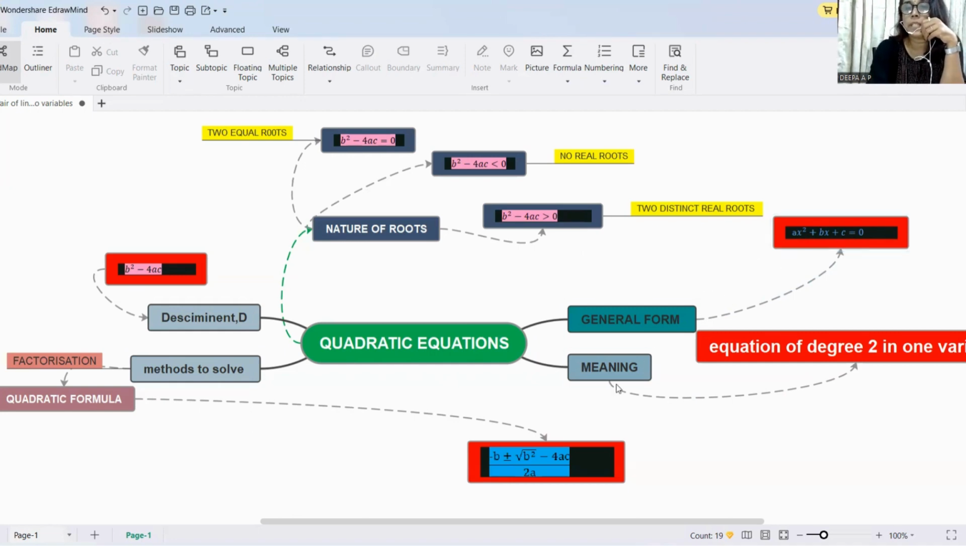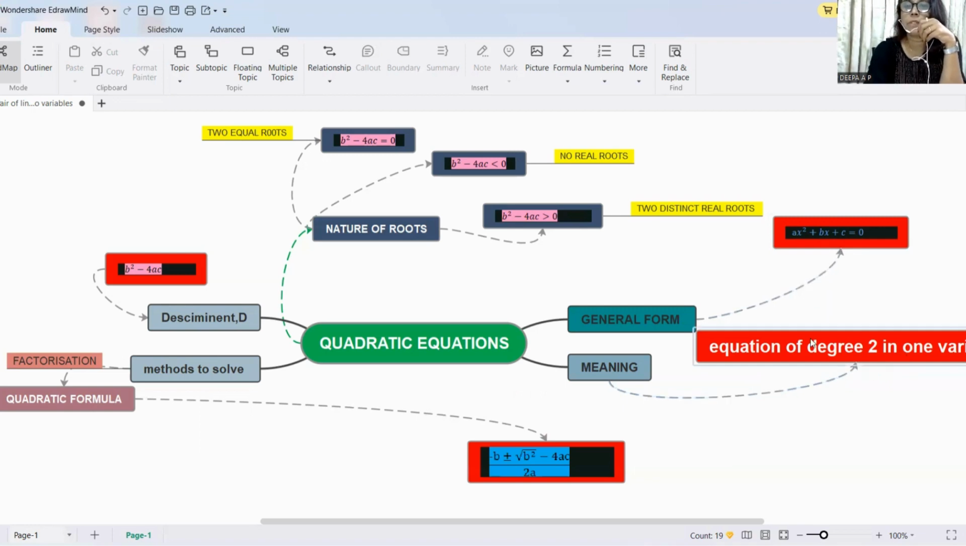Okay, what is the meaning? Meaning, you can see here, that is equation of degree 2 in one variable. Only one variable you can see. There are not two variables, x, right? Only one variable. So equation of degree 2 in one variable. That is the meaning of the quadratic equation.